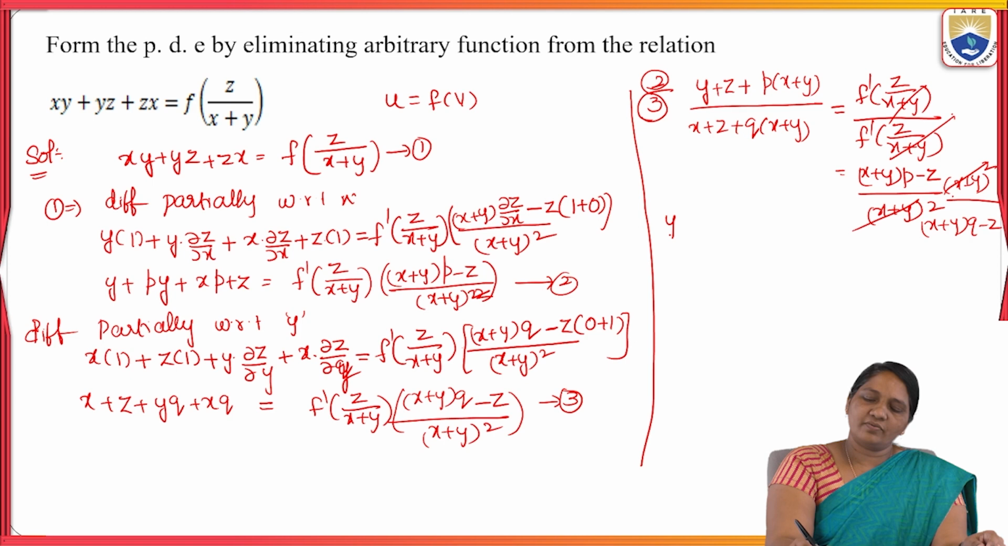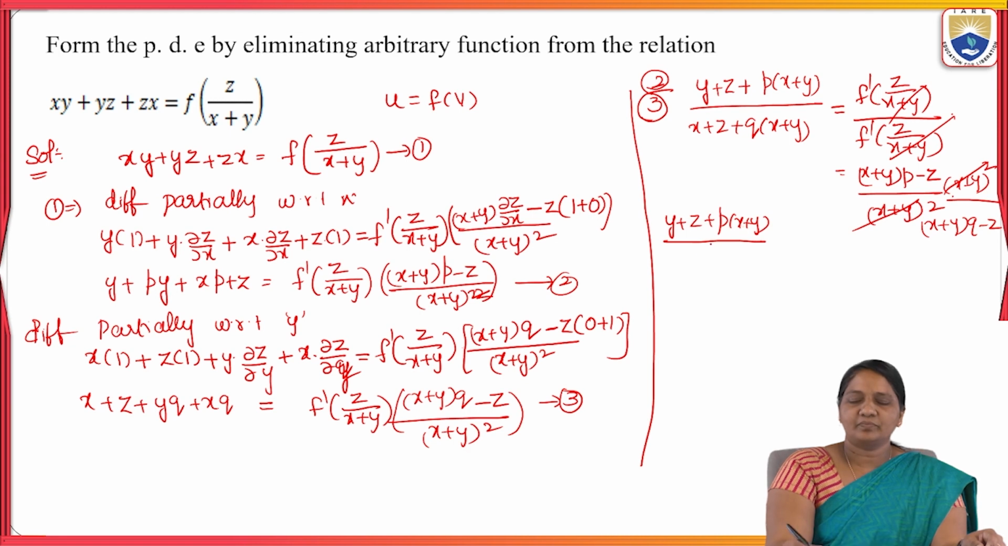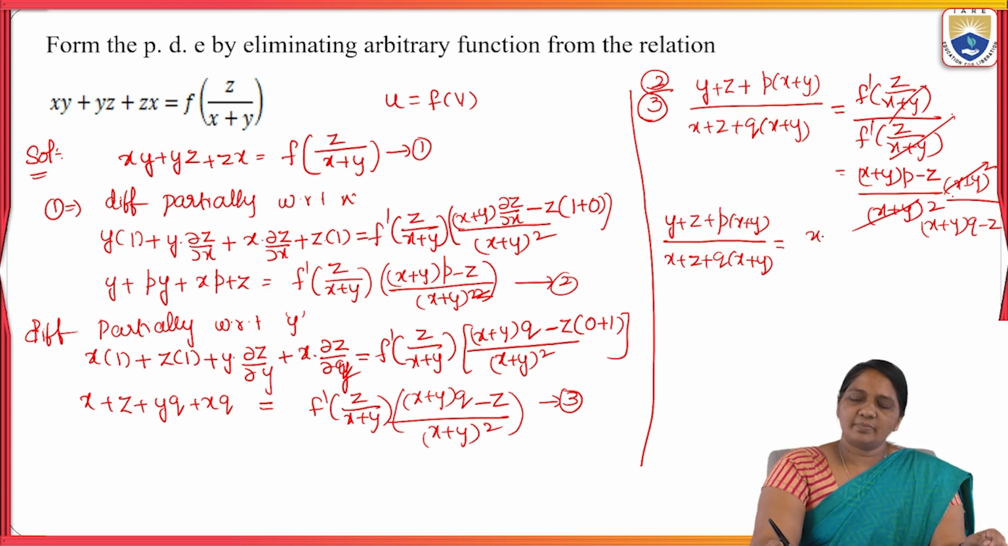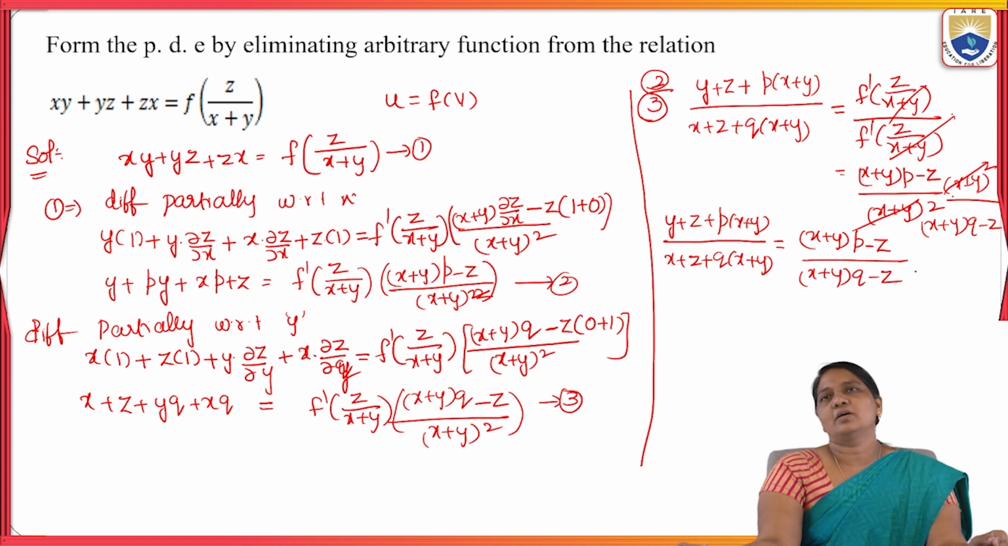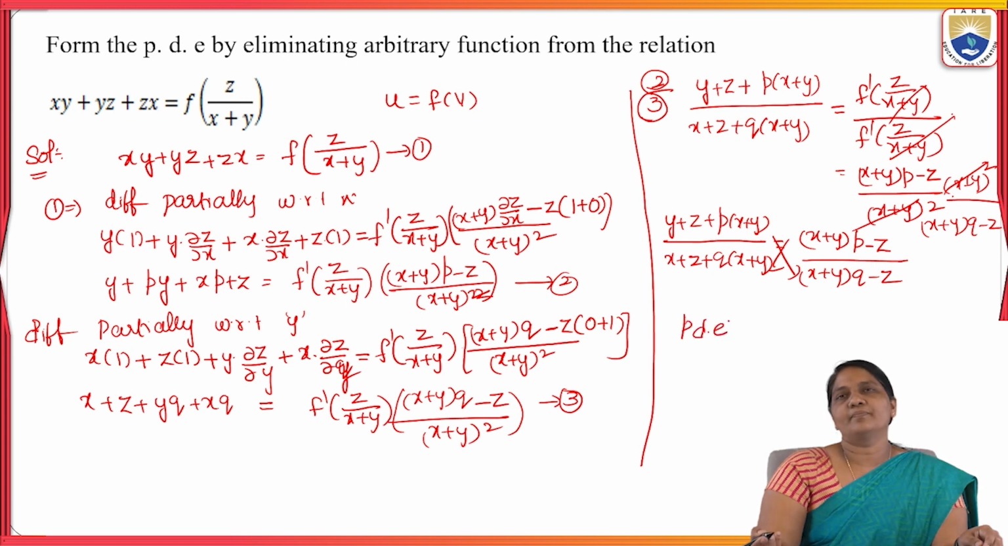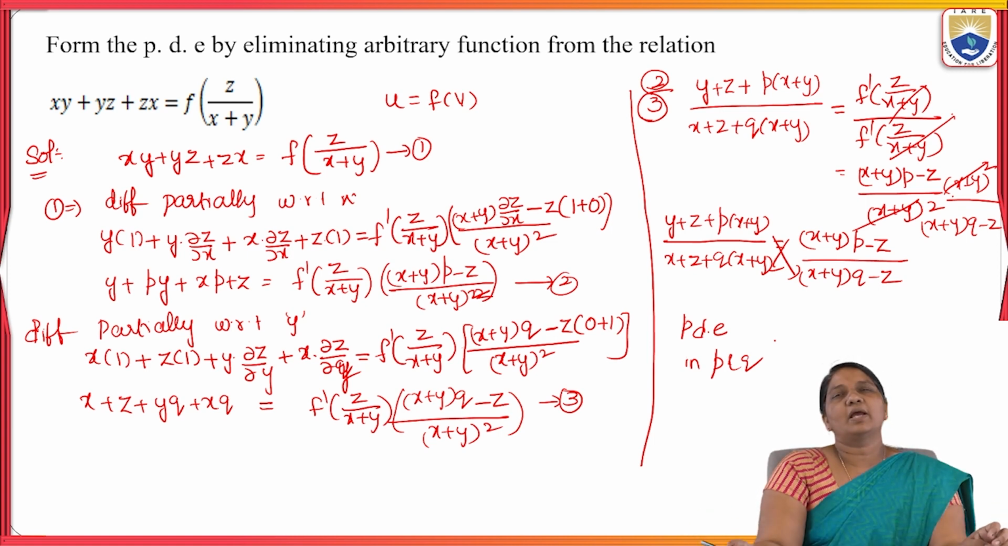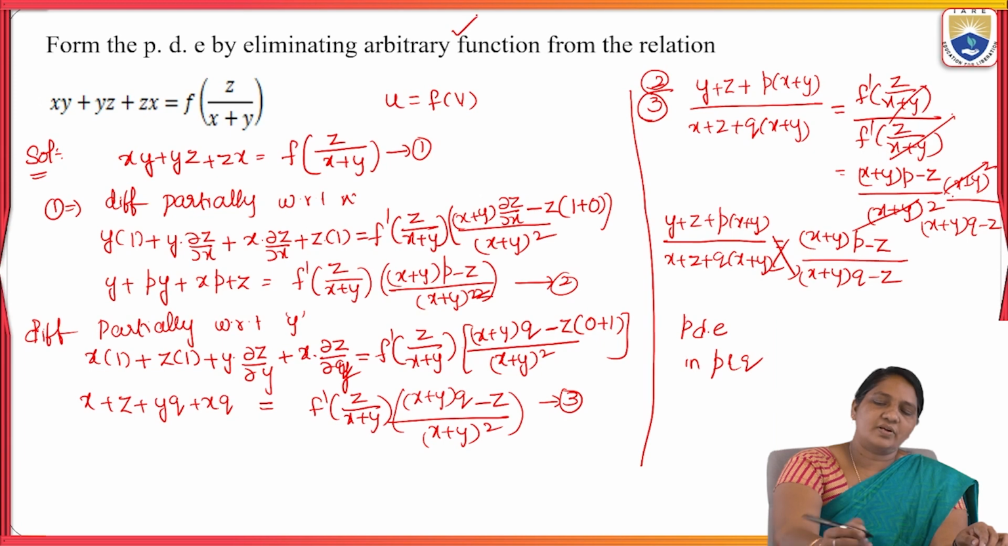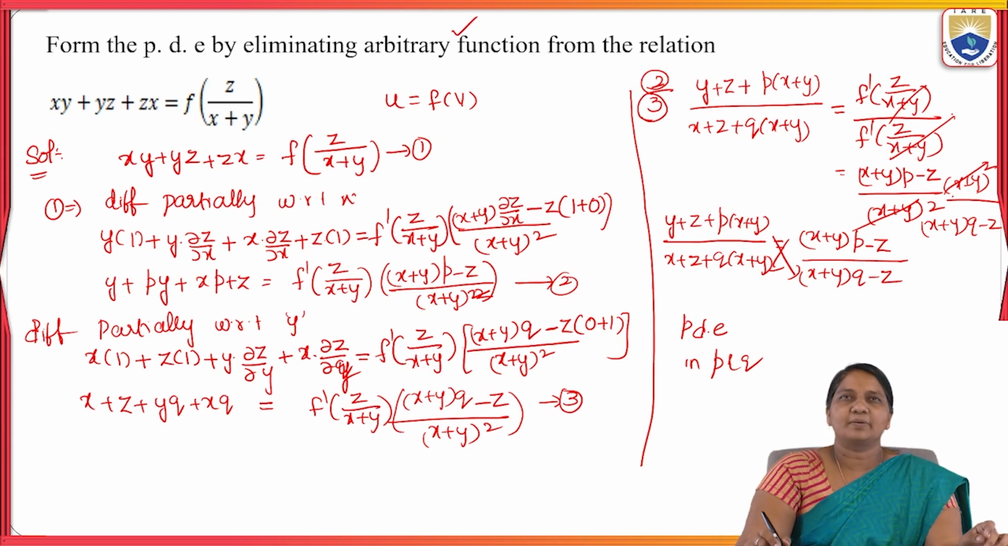So finally what I am getting here: (y + z + p(x+y))/(x + z + q(x+y)) = ((x+y)p − z)/((x+y)q − z). Now I can do the cross multiplication to get the PDE in terms of p and q. So this is the final PDE, and this is the way to eliminate the arbitrary function from the given equation.